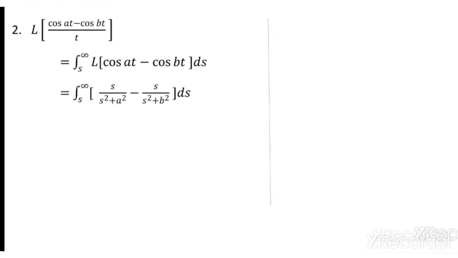Now the integral of s by s square plus a square. How can we get it? That is log of root s square plus a square. Either you can go for the substitution method or you can directly use a formula: the integral of f dash of x by f of x. Whenever the numerator is the direct derivative of the denominator, that is, 1 over f of x into f dash of x, the integral is log of f of x.